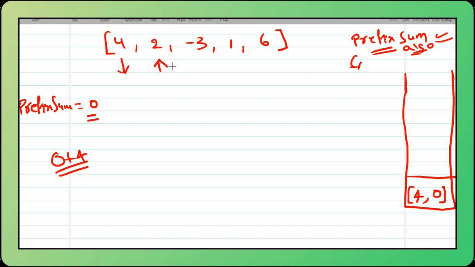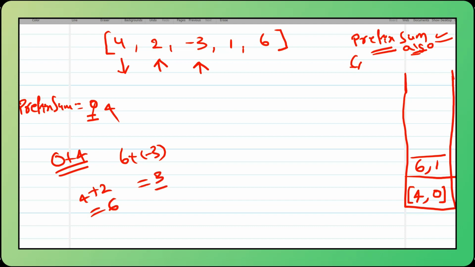Then I will come to here. Currently my prefix sum is 4, right? Then 4 plus 2, which returns me 6. I will check whether 6 exists in my hash map or not. No. Then I'm going to insert 6 comma 1. 1 is the index at which the prefix sum is 6. Then I will come to here. So 6 plus -3 returns me 3. I will check whether 3 is in my hash map. No. Then I'm going to insert 3 comma 2. 2 is the index.